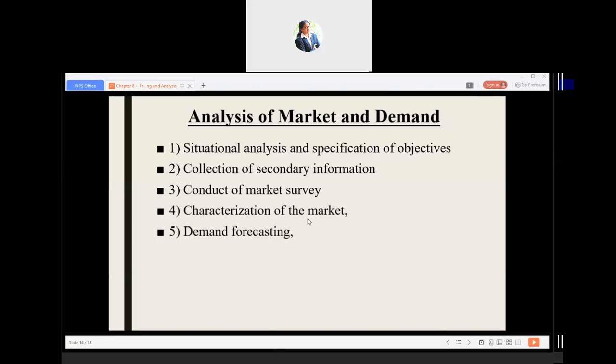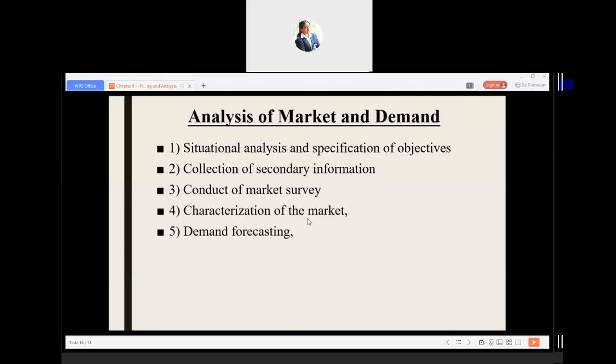Now, this consumer survey method once again is divided into three. The first one is the complete enumeration survey. Under this, the firm has to go for what we call a door-to-door survey of the forecast by contacting all the households in the selected area of its survey.